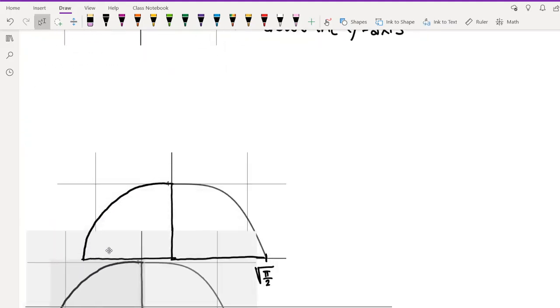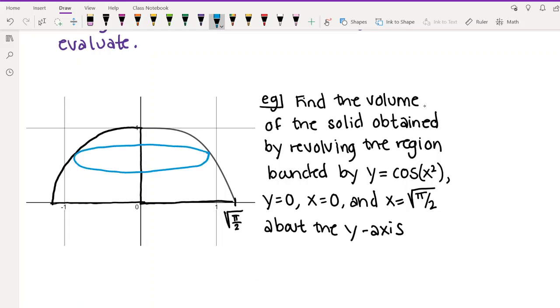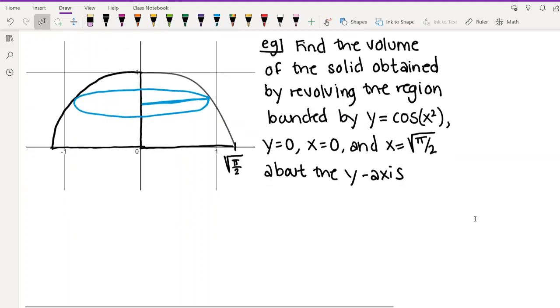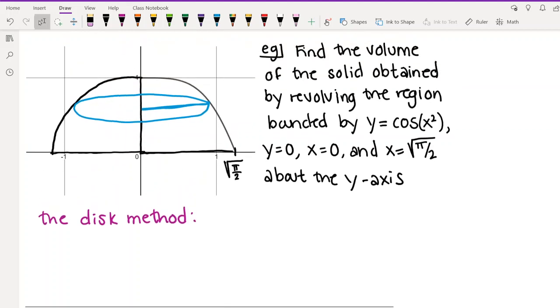Okay, so let's say that we wanted to do this using the disk method. So if we tried to do this using the disk method, this would be our disk, and so that would mean that we would need to figure out what this distance here is, right? We would need to know what the radius is. So if we tried to use the disk method, first of all, notice that we would need to be integrating with respect to y if we're using the disk method.